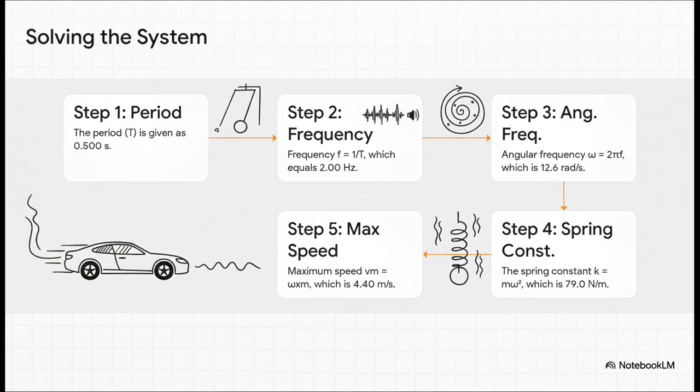Once we have that, we can figure out the spring constant, k, a number that tells us how stiff the spring is. And finally, we can use omega to calculate the object's top speed. See how that works? Each piece of the puzzle lets us find the next one.